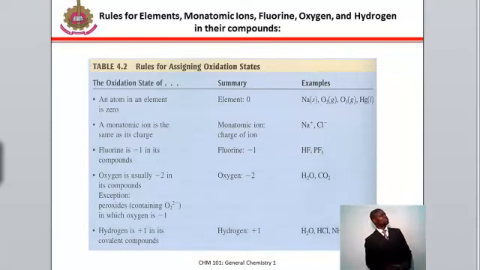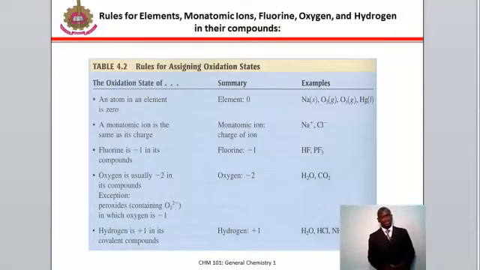These are the various rules for assigning oxidation states, which you have to learn by heart as you work with them. Oxidation state of an atom in an element is 0. An example is sodium. Oxidation state of sodium, Na, in the solid state is 0. And likewise for mercury, in the liquid state, Hg is 0. The second one, oxidation state of a monoatomic ion, is the same as its charge.